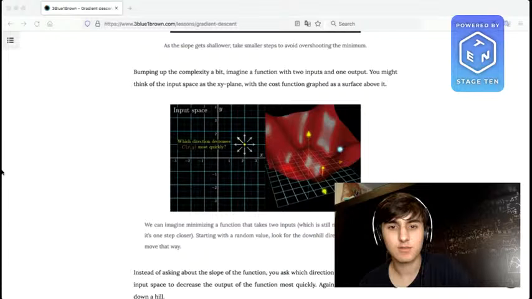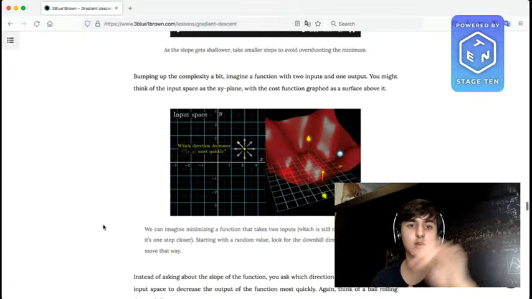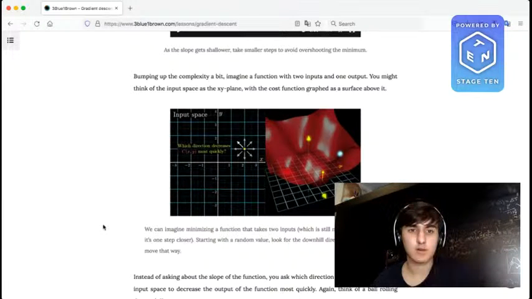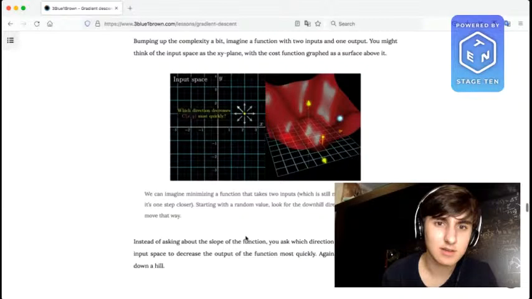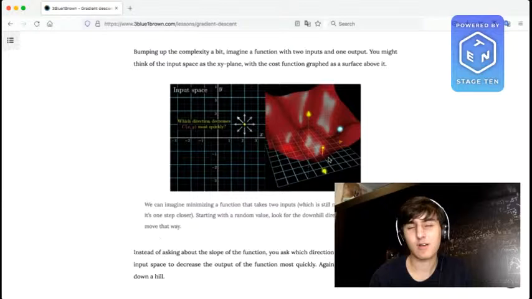So let's bump up the complexity a little bit. Imagine a function with 2 inputs and 1 output. You might think of the input space as the xy plane, with the cost function graphed as the surface above it. Okay, so we have this xy plane on the left, and then the cost function is on the right. This is the 3-dimensional version. Of course, this isn't 13,002. It's only 3 dimensions, but we're getting closer. But we're just trying to visualize how this might look.